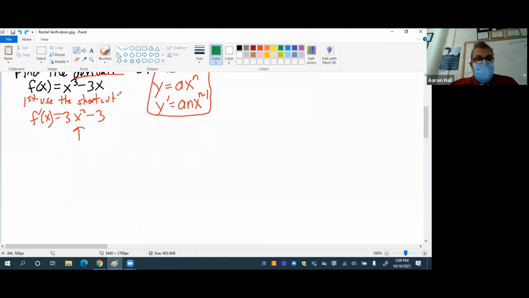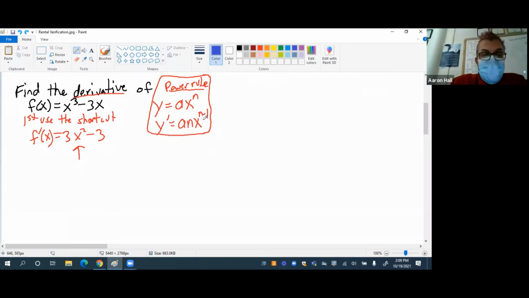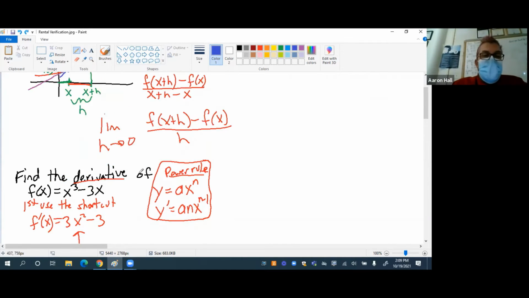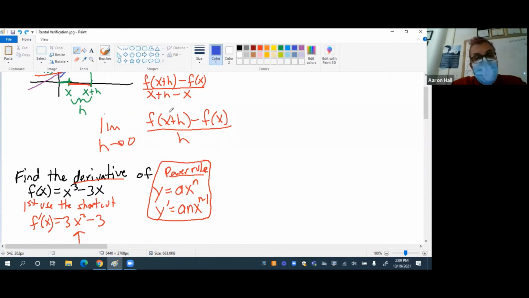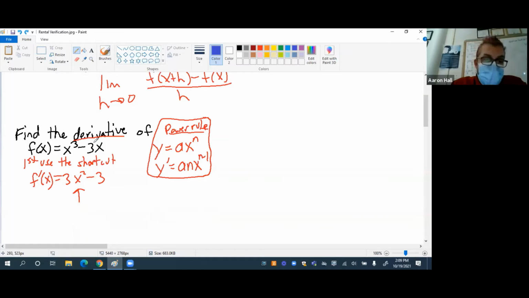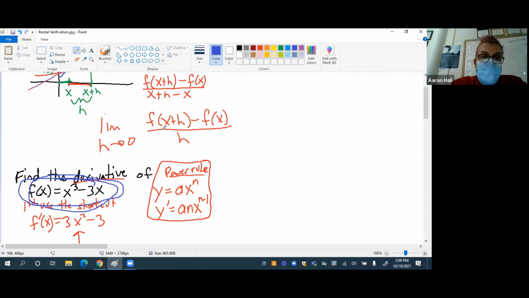So how could I do this using our limit method? This is what I want you to do with the homework. Certainly you can check your work using the shortcut, but I want you to be able to do this by using the original derivative function. So our equation is right here. It's the limit as h approaches 0 of f of x plus h. What does that mean? If my f of x is right here, x cubed minus 3x, what is f of x plus h?